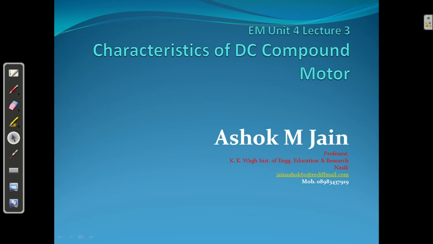Already in the earlier lectures I had discussed the characteristics of the shunt motor and then the characteristics of the series motor. In this lecture I am going to talk about the DC compound motor. In case of a compound motor, we have two field windings. One is connected in series with the armature and the other is connected in parallel with the armature. So in place of one field winding, we have two field windings.